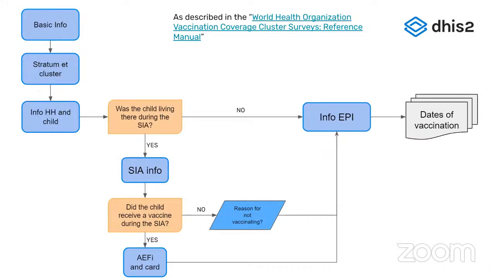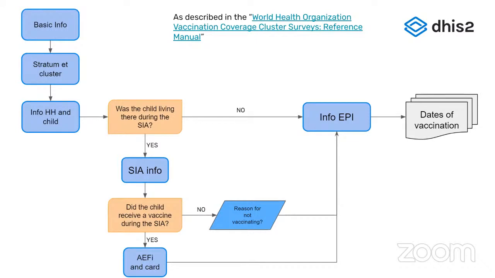And the metadata has been taken from, as you see here, and the slides will also be available, the reference manual for vaccination coverage cluster surveys. So the flow, the logic, and the metadata are very much taken from these guidelines, and it contains very simple basic info. And once you have the information of the household or the children, you can start finding out whether this child was there during the campaign itself, and if it was present, whether this child received the vaccine.